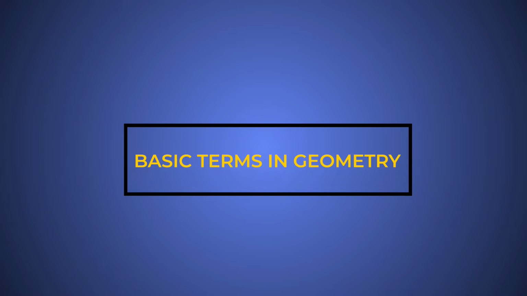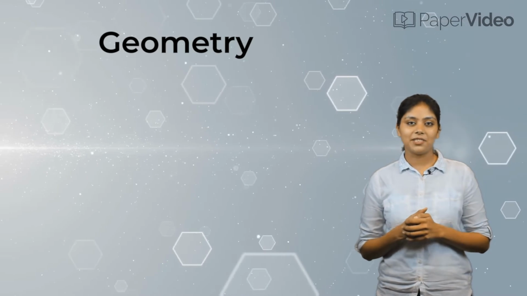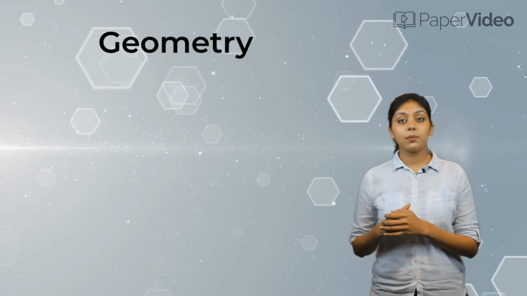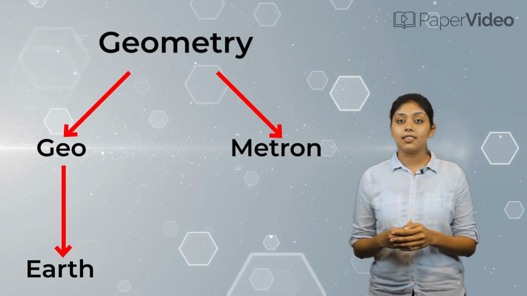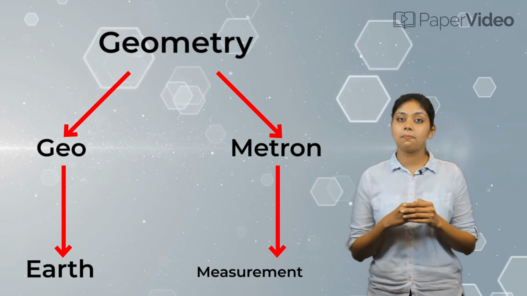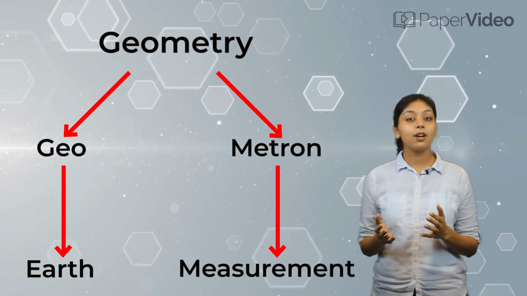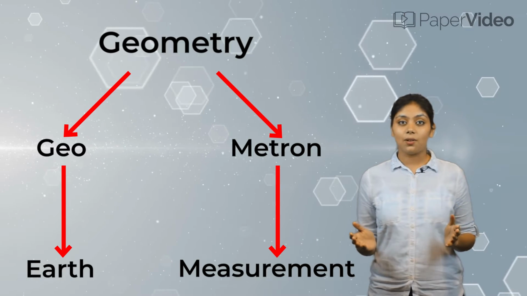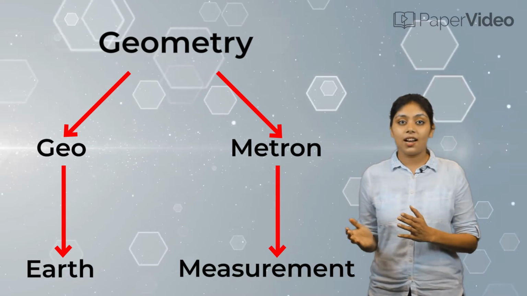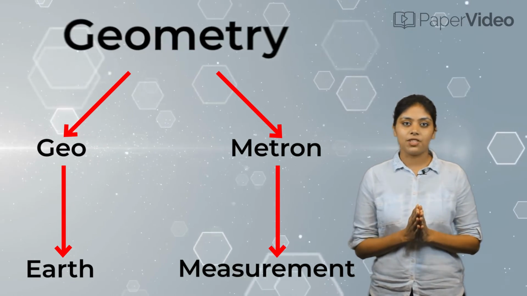Basic terms in geometry. In this video, we will introduce you to the basics of geometry. Let's start off with the word geometry. This word is derived from the Greek words geo and metron. Geo means earth and metron means measurement. So, geometry means earth measurement. All that we can see around us, all that we can measure around us is all part of geometry.